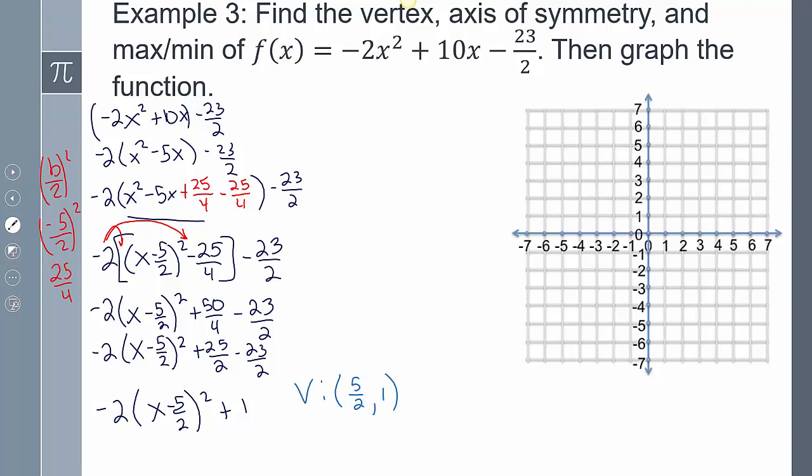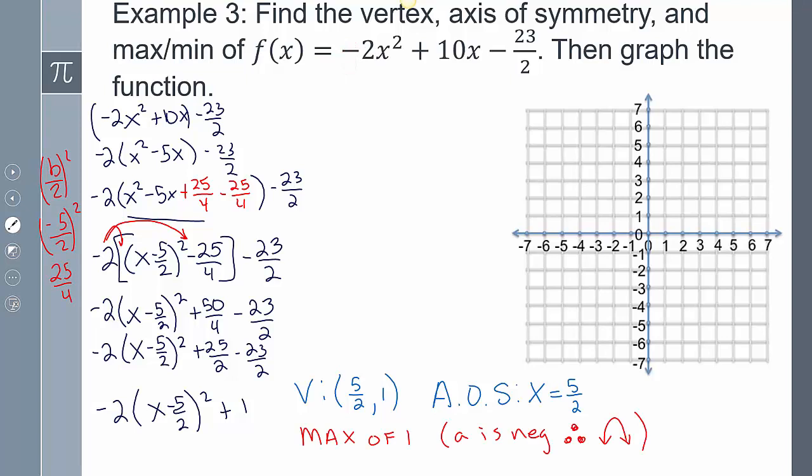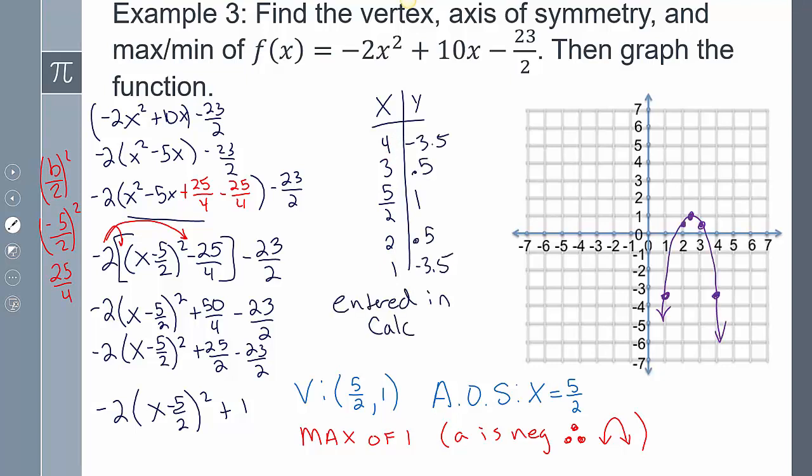So my vertex is going to be 5/2 and 1, which means my axis of symmetry is now going to be x equals h, so it's x equals 5/2, and then my max and min, because this is negative, it's going down, which means it's going to be a maximum, and so it's going to be a maximum of my k. So it's going to be a max of 1. So now graphing it, picking values, and I just pick values smaller and bigger. And so now going through and graphing it, you get your answer.